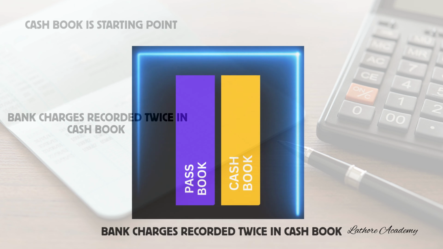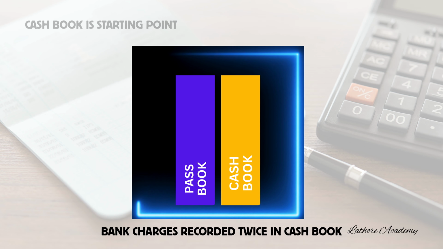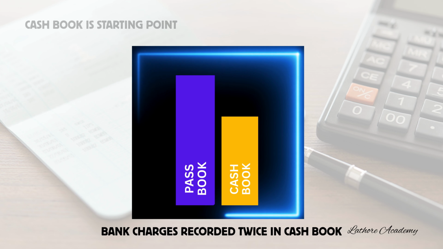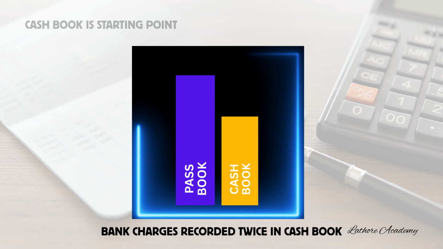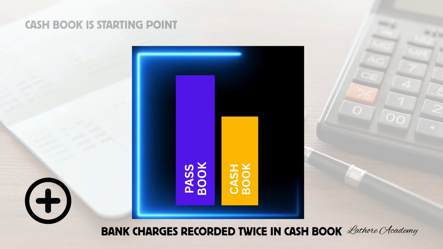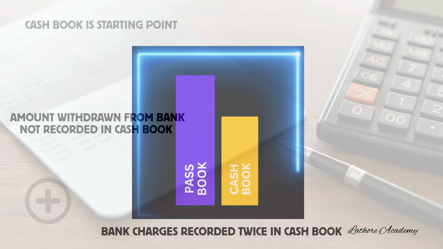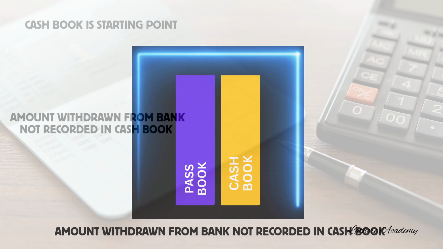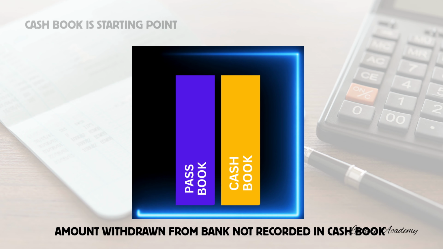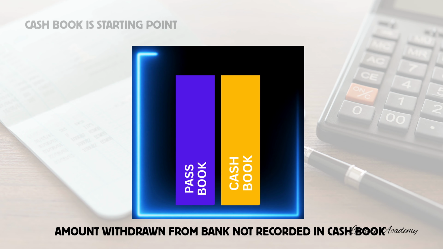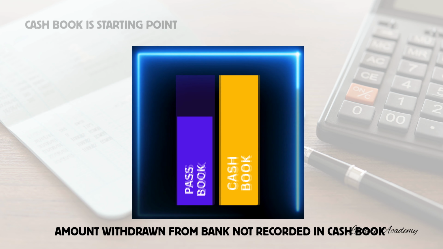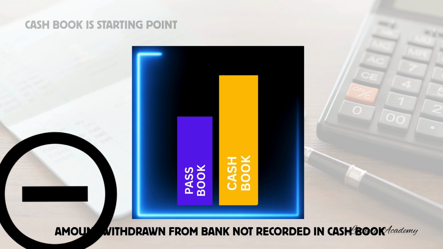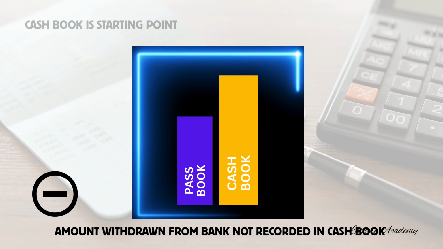Moving on to the transaction number 14, bank charges recorded twice in the cash book. You have accidentally recorded bank charges twice. Your cash book is showing lower balance than it should be. So we have to add back the duplicate entry. Moving on to the transaction 15, amount withdrawn from bank not recorded in the cash book. If you forgot to record a withdrawal, your cash book shows a higher balance than the actual, isn't it? So we have to subtract the unrecorded withdrawal.